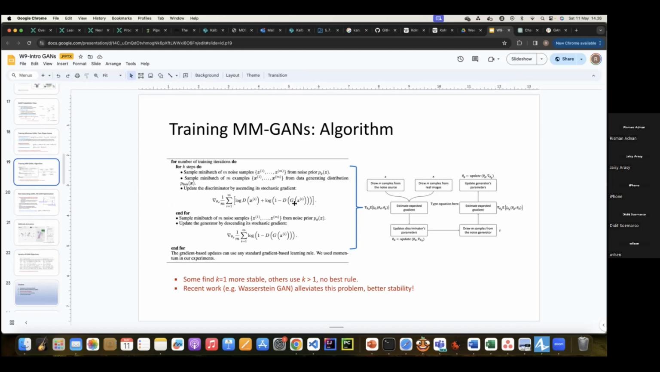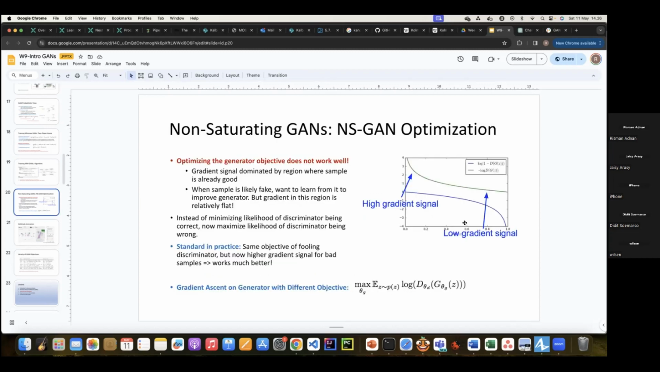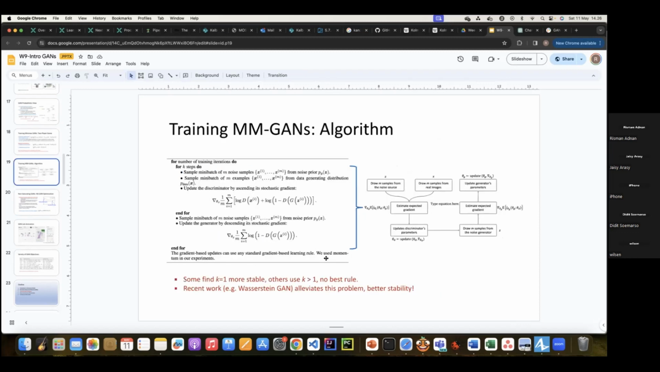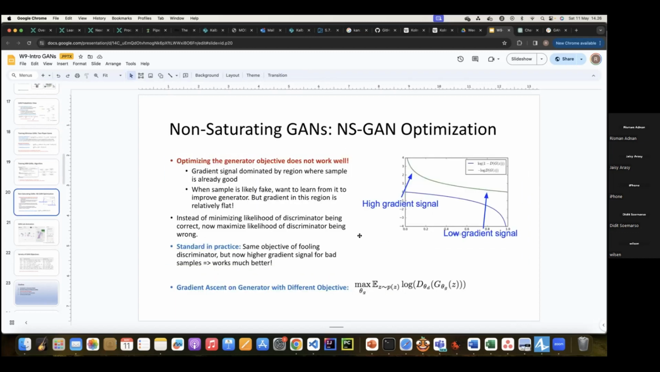Sometimes the discriminator cannot learn anymore. Sometimes there is vanishing gradient, yeah? So the simple tweak, we call it NSGAN. The problem with this objective function is that it brings a vanishing gradient, and the tweak is just to make gradient ascent on the generator instead of gradient descent.